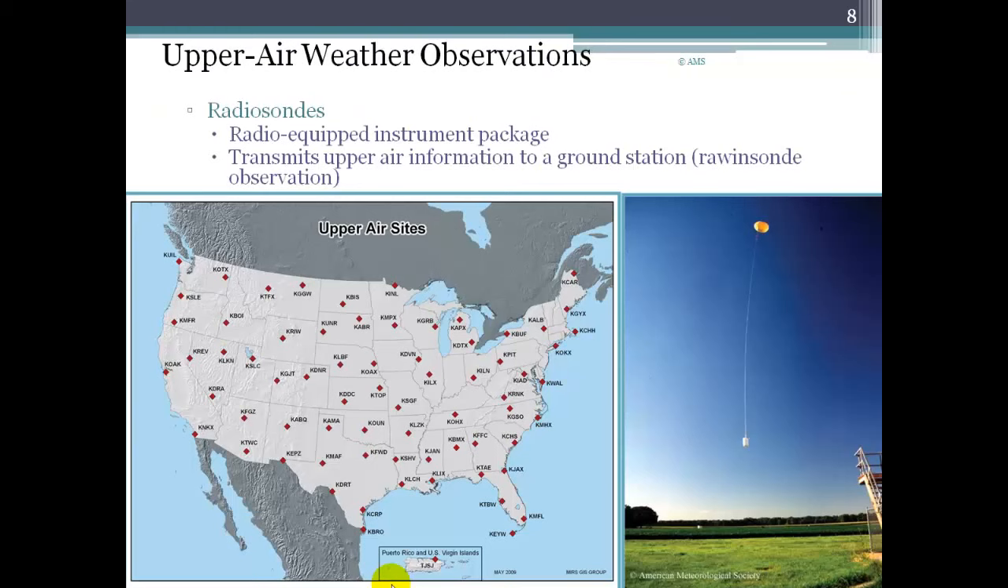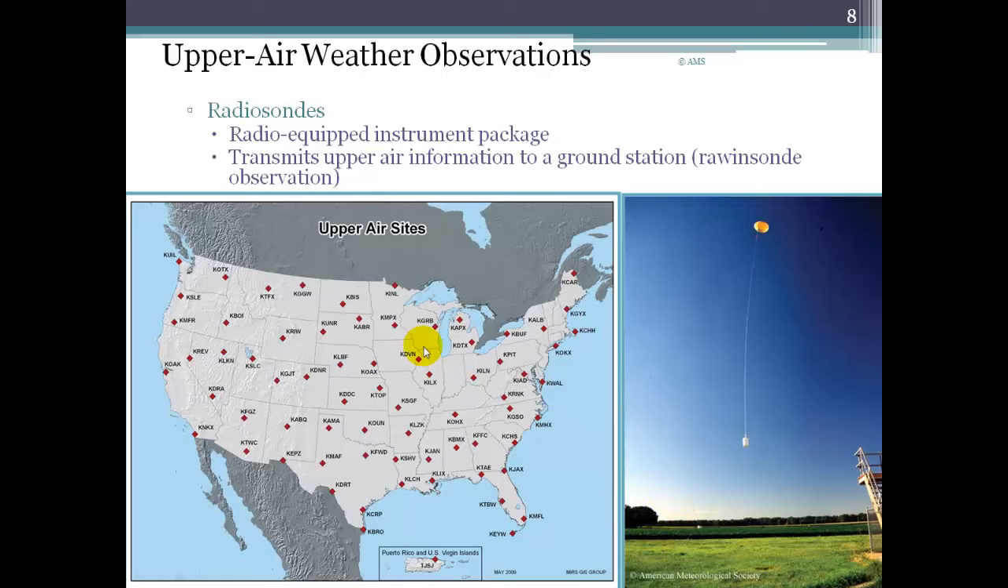In addition to surface observations, we also have upper air observations, and these are collected primarily with radiosondes. Again, we've talked about these throughout the course. A radiosonde is a little radio-equipped instrument package that's tied to a big weather balloon. There's a little instrumentation package here with temperature and pressure sensors, and a GPS chip so that it can be tracked using GPS.